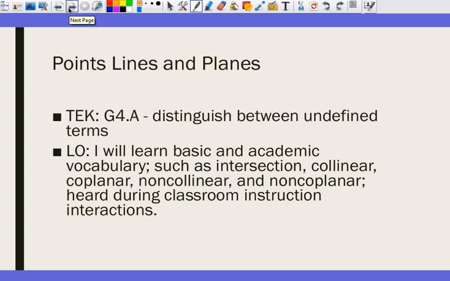All right, our TEK for today is going to be to distinguish between the undefined terms, what I want you to learn by the end of today. So if you do not know this, you need to come see me. I want you to learn basic and academic vocabulary such as intersection, collinear, coplanar, non-collinear, and non-coplanar. Okay? If you do not learn those 5 vocab words by the end of today, we're having problems, right? You need to talk to me.